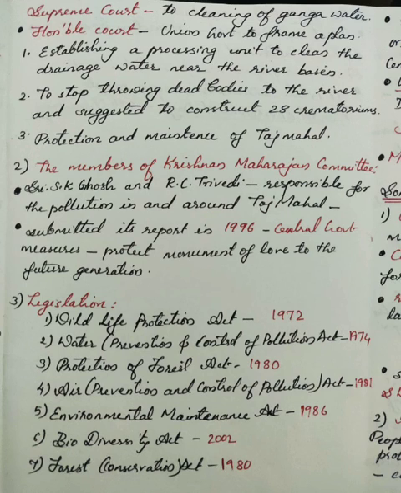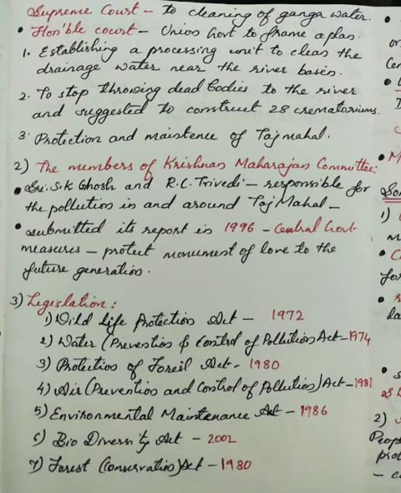Number 4, legislation. The Government of India has made legislation on the following. So how can we protect our environment? It includes the Wildlife Protection Act 1972, the Water Prevention and Control of Pollution Act 1974, the Protection of Forest Act of 1980, the Air Prevention and Control of Pollution Act in 1981, the Environmental Maintenance Act of 1986, the Biodiversity Act of 2002, and how to conserve forest.